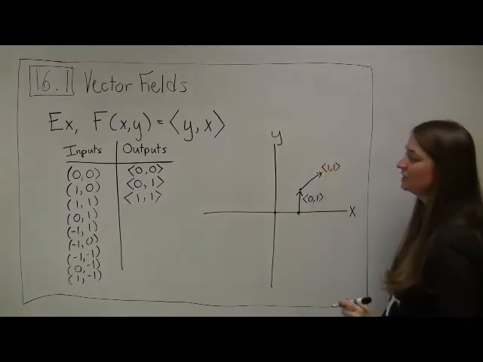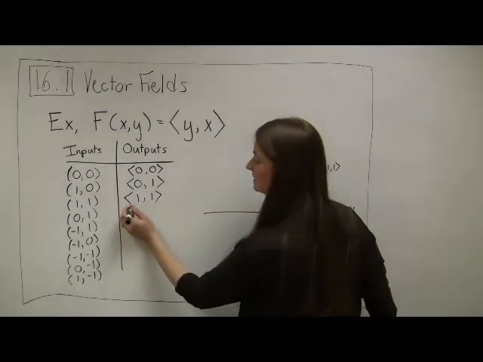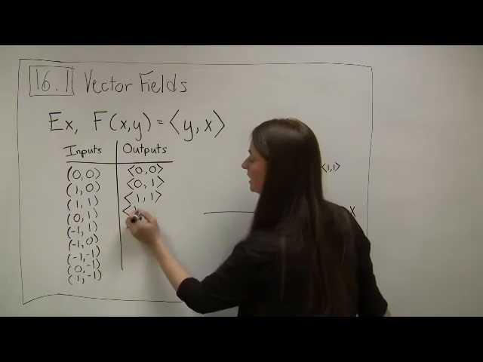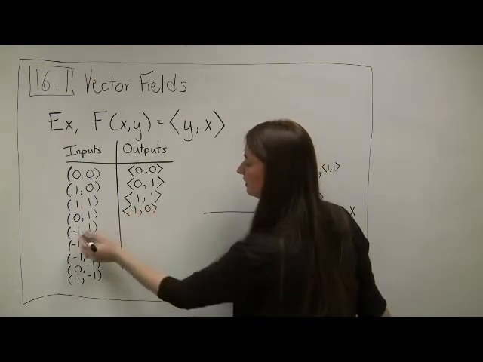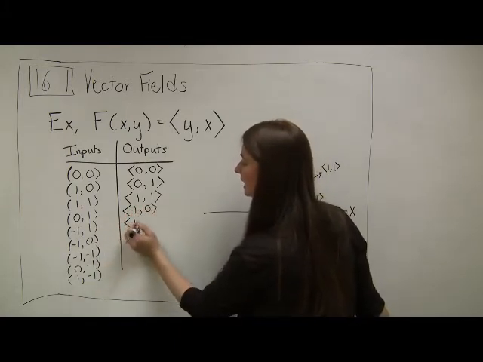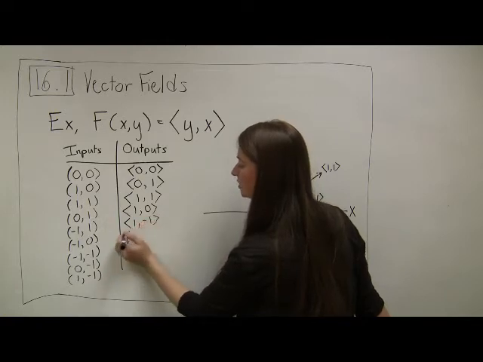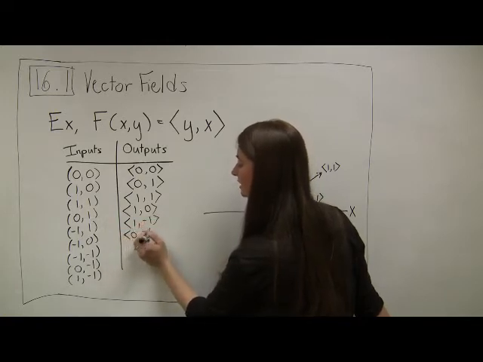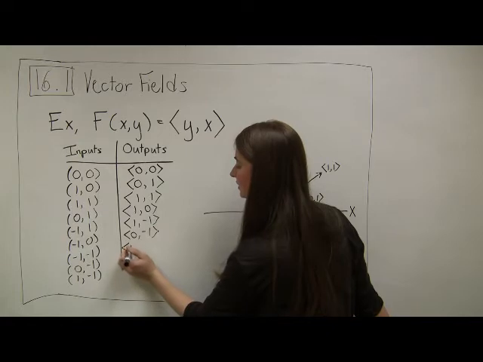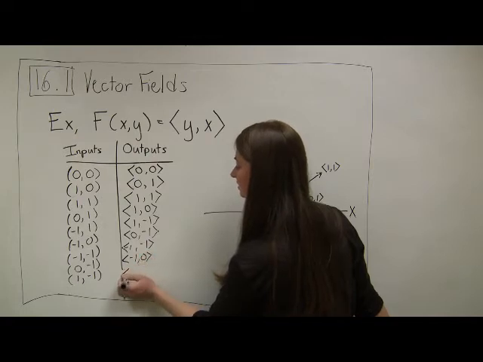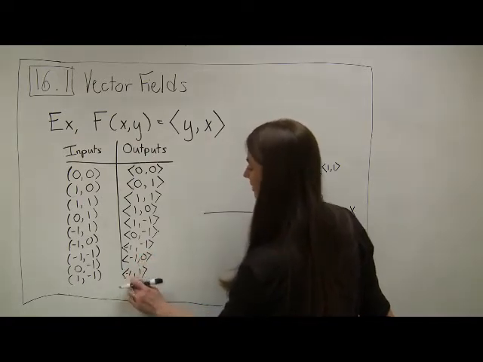Now if I continue doing this for all of these points, I see that if I plug in the point 0, 1, I get the vector 1, 0. If I plug in negative 1, 1, I get 1, negative 1, and so on and so forth. And I'll just plug in and copy out what these points are going to be. Negative 1, 0, negative 1, 1. Sorry, that got a little twisted at the bottom there.